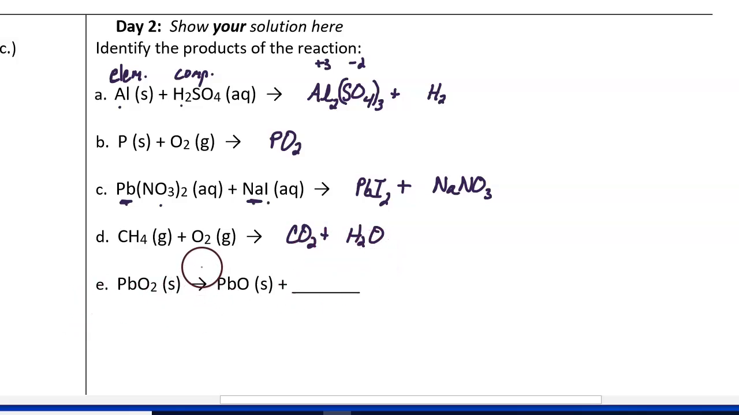Question E. Here's the arrow, and on the left side of the arrow is just this single compound. On the right side of the arrow, one of the products is given, the other one is missing. So this is giving us a hint that this is decomposition. What does PbO2 split up into? Well, one thing is PbO. What's the other thing? It's going to just be pure oxygen, O2.